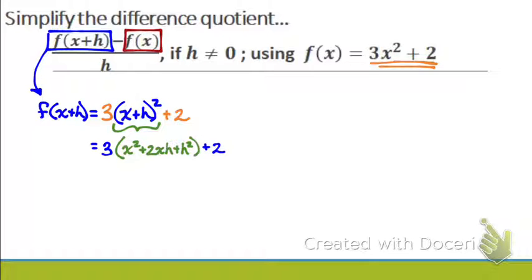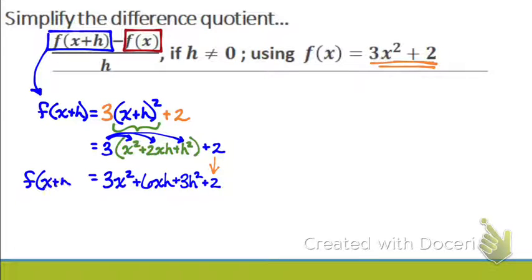I brought down my other pieces. I'm going to distribute the 3 to each piece. So I have 3x squared plus 6xh plus 3h squared plus 2, because he just gets to come down. This is f of x plus h. So this right here goes first in my numerator.